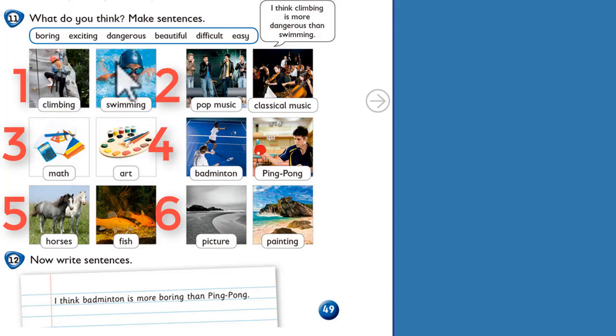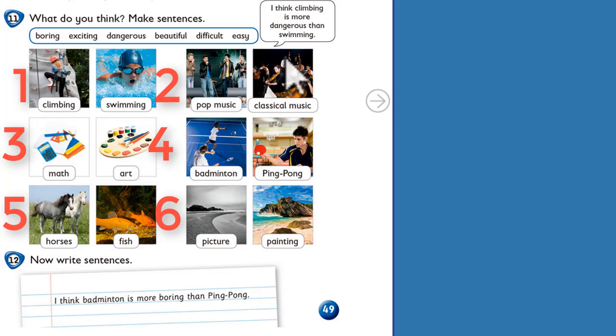I am going to help you with the first sentence, which is between climbing and swimming. What is more dangerous? Let's use dangerous. Climbing or swimming? And you can see the example is here. I think, because this is your opinion, yo pienso que, I think climbing is more dangerous than swimming. And that's true. Okay. So in all of the sentences, you are going to start with I think, yo pienso. Okay? I think climbing is more dangerous than swimming.